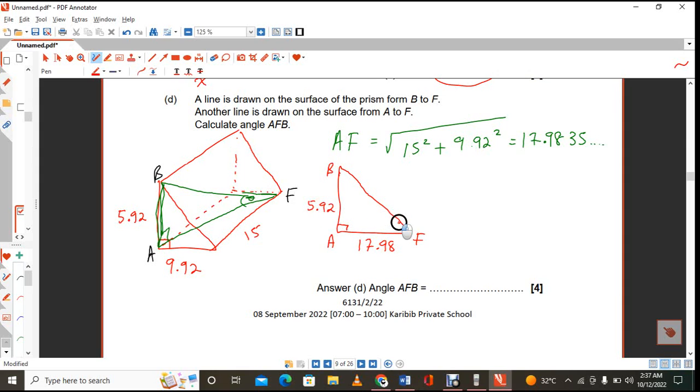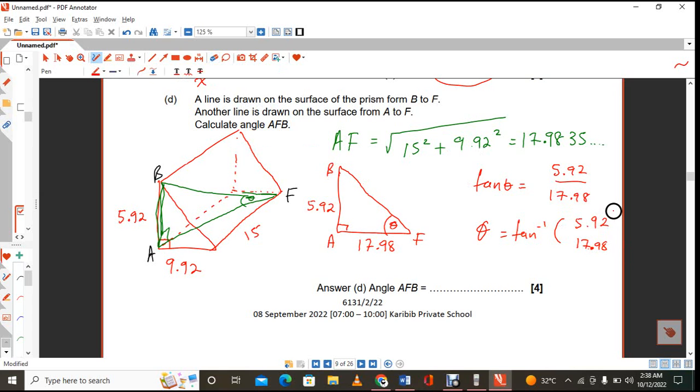Okay, and we are looking for this particular angle over here. So we're going to use the tangent ratio. So you're going to say the tangent, which is opposite, in this case is 5.92 over the adjacent, which is 17.98. Okay, so of course, to find the angle, you're going to say the inverse tangent of 5.92 over 17.98. Okay, there are different ways you can find this, but this is surely one of them.